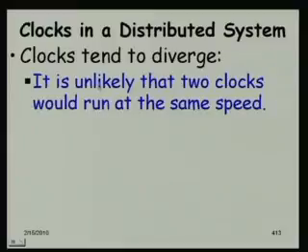In any practical system, the clocks at the individual nodes tend to diverge. It is unlikely that two clocks would run at the same speed. Why is that? Why is it that two clocks will not run at the same speed? Anybody would like to answer this question?